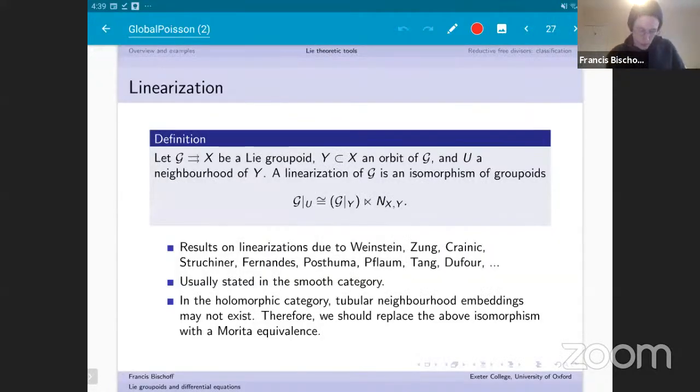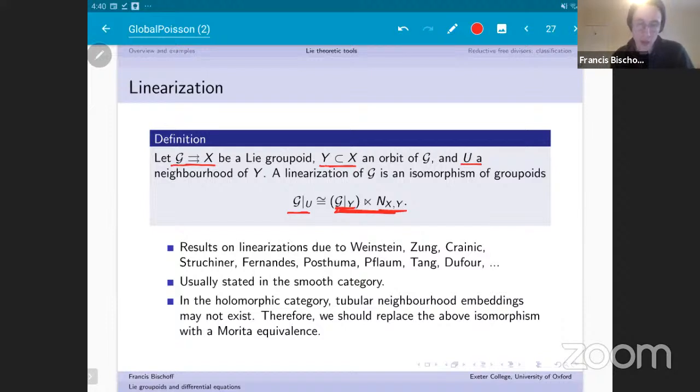So the next useful technique is linearization. So what this is, is the following. Let's say we have a groupoid G over a space X, and Y is an orbit of the groupoid, and U is a neighborhood of Y. Then a linearization is an isomorphism of groupoids between G restricted to this neighborhood U, and a linear approximation, which I've written here as the restriction of the groupoid to the orbit acting on the normal bundle to Y.